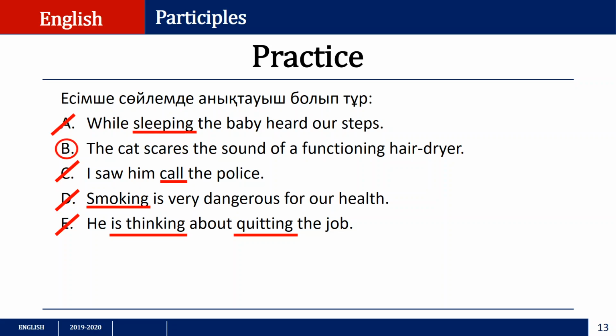And we have the last correct variant. The cat scares the sound of a functioning hair dryer. The cat scares the sound of what? Of hair dryer. What kind of hair dryer? A functioning one. So the correct answer is B, because functioning plays the role of attribute and it describes a hair dryer.